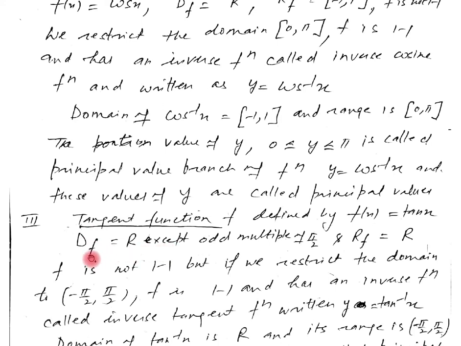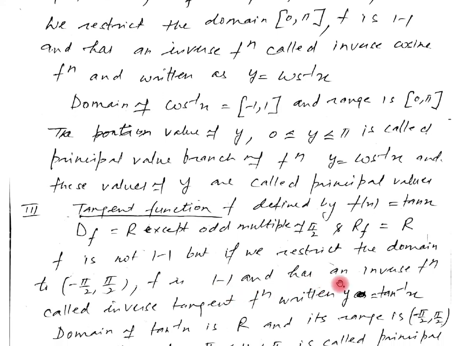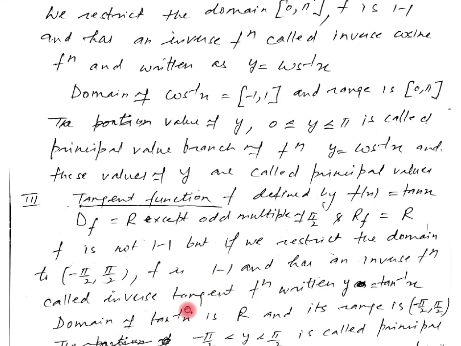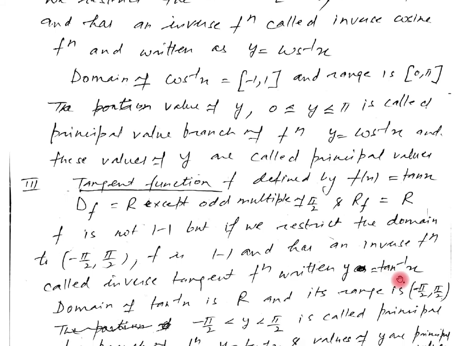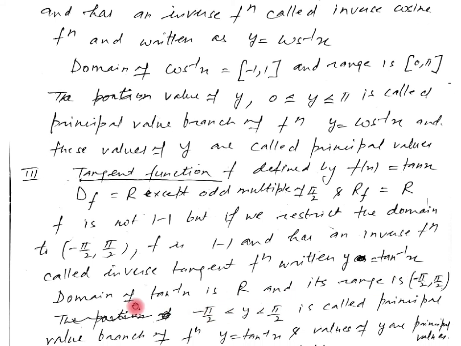Invertible, when we consider the open interval minus pi by 2 to pi by 2 in the case of tan x. In this interval the function is one-one and has an inverse function called the inverse of the tangent function, written as y equal to tan inverse x. Here the domain of tan inverse x is R, and its range is the open interval minus pi by 2 to pi by 2.